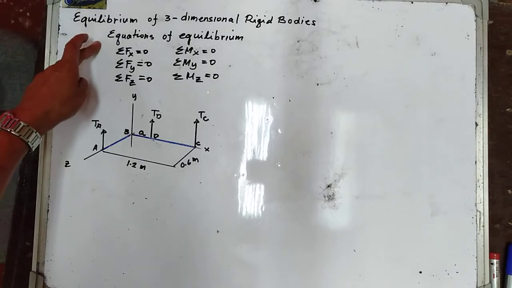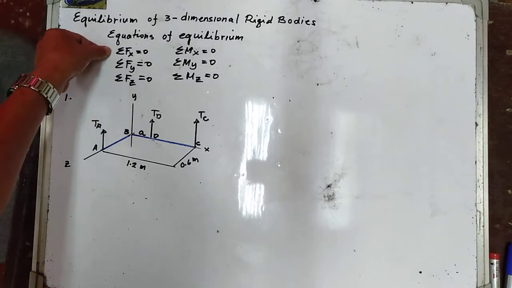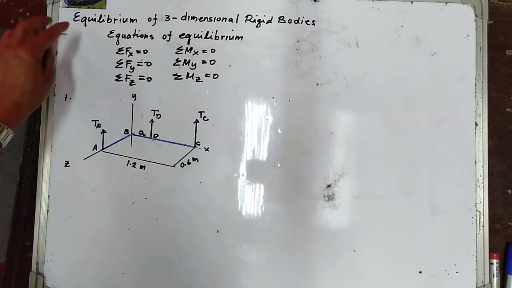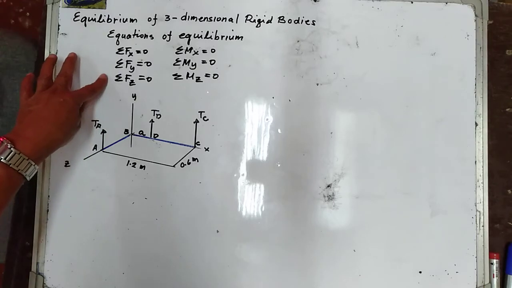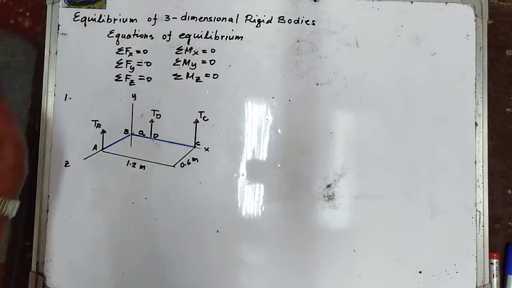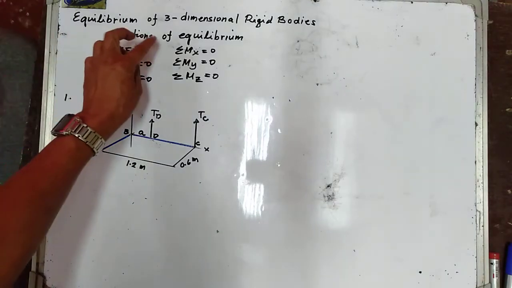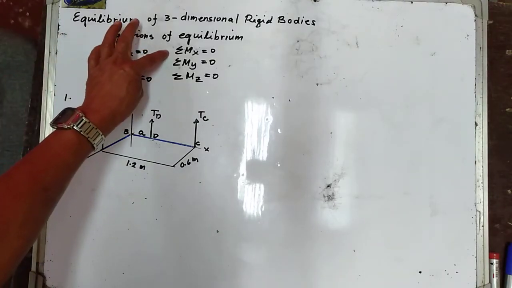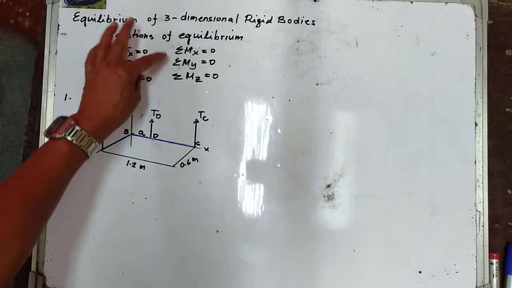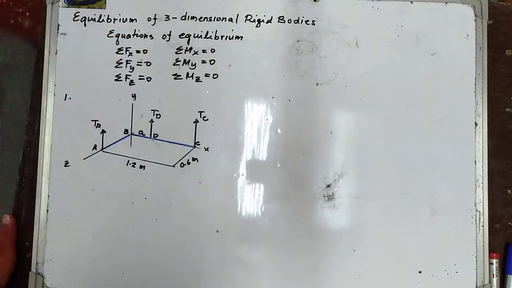First, summation of forces in the direction of x is equal to 0. Summation of forces in the direction of y is equal to 0. Summation of forces in the direction of z is equal to 0. And summation of moment about the x-axis is equal to 0. Summation of moment about the y-axis is equal to 0. And summation of moment about the z-axis is equal to 0.